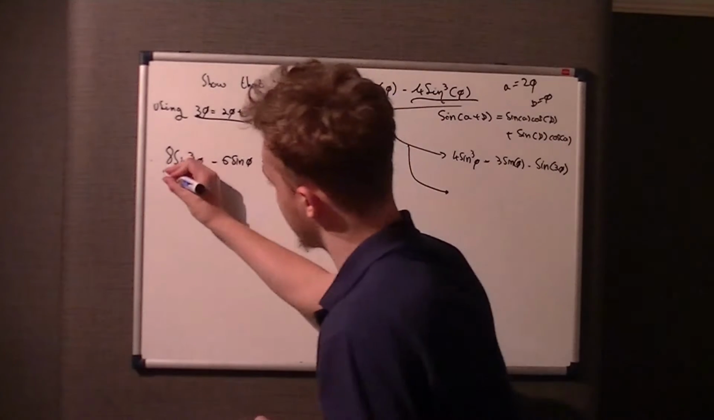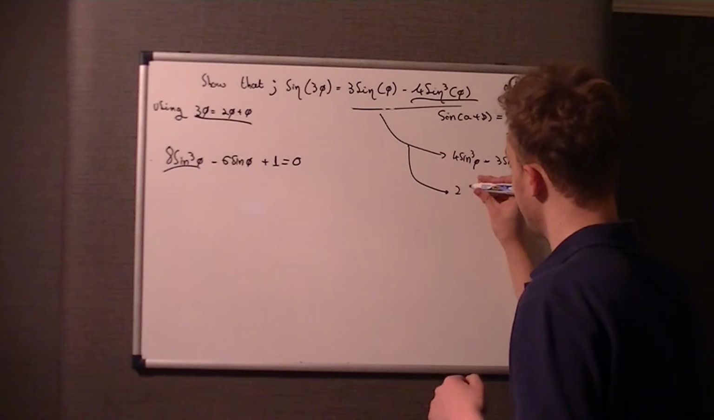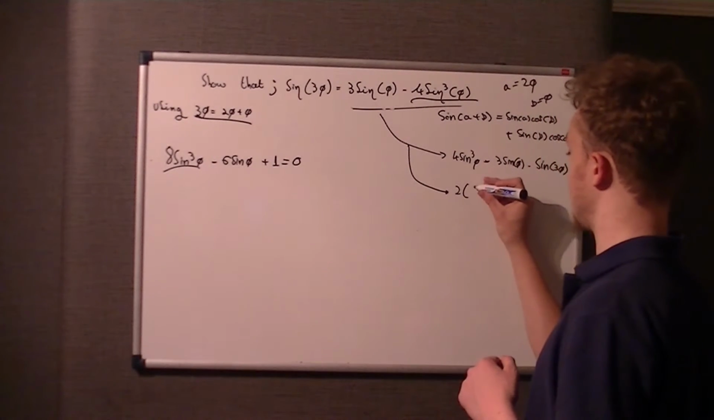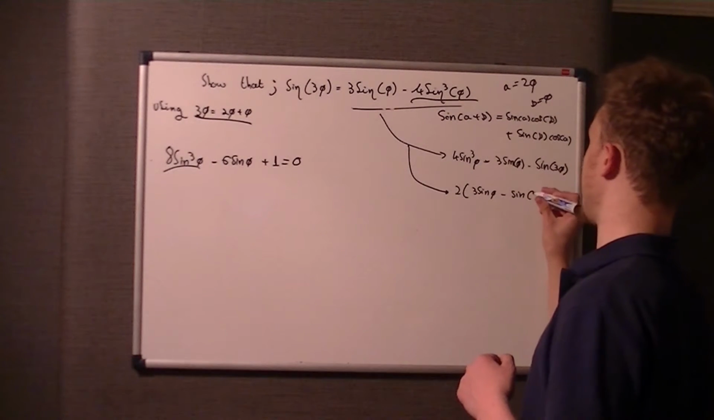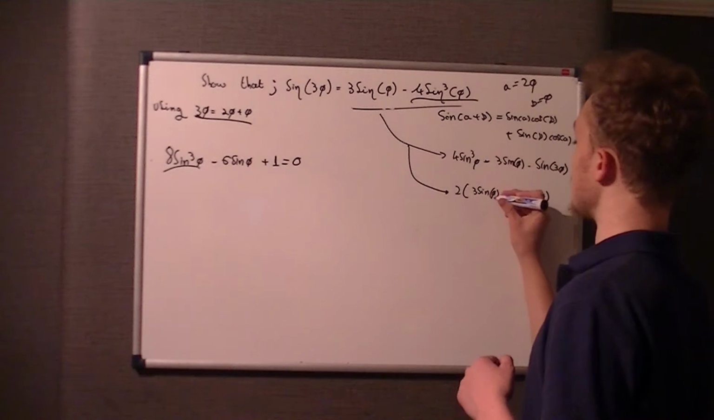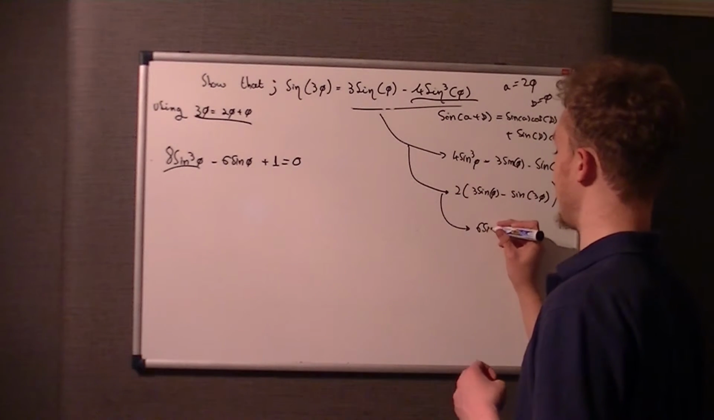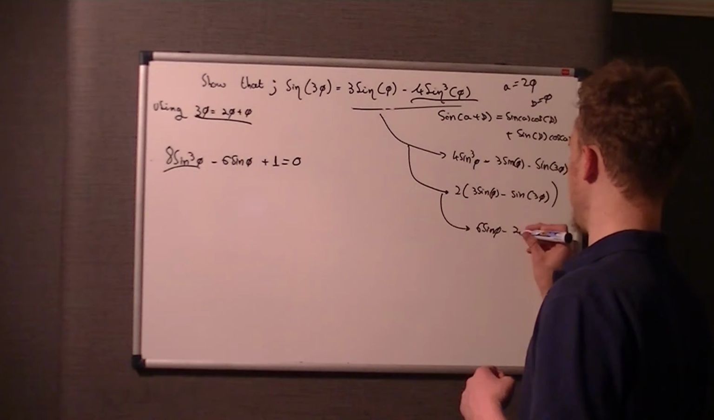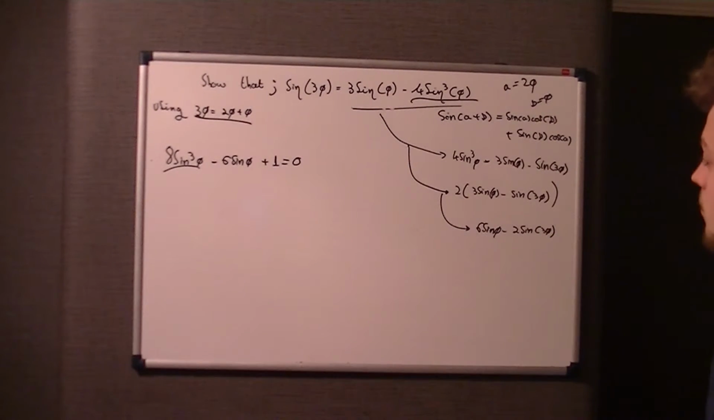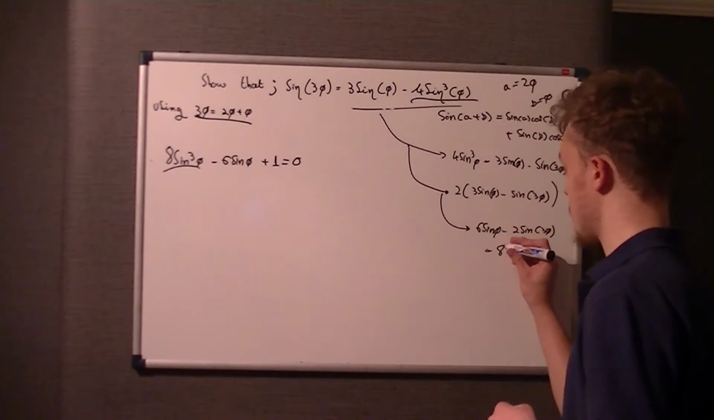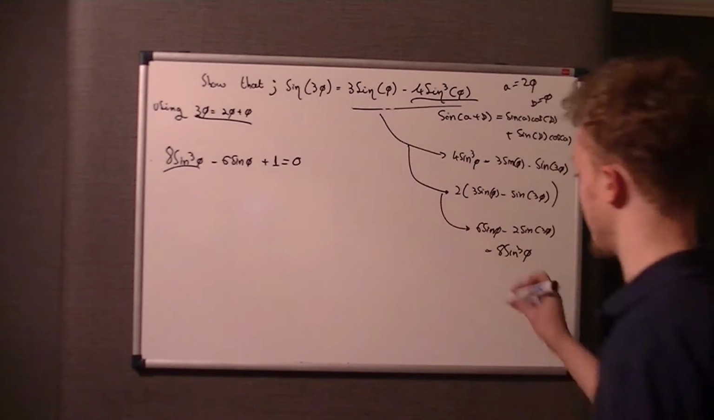Okay, but we haven't got 4 sine cubed theta. We've got 8 sine cubed theta. And to get from 4 to 8, obviously you double it. So it's 2 times all of this, so it's 2 times 3 sine theta, take sine 3 theta. So therefore, in this case it's 6 sine theta, take 2 sine 3 theta, and that is equal to 8 sine cubed theta.